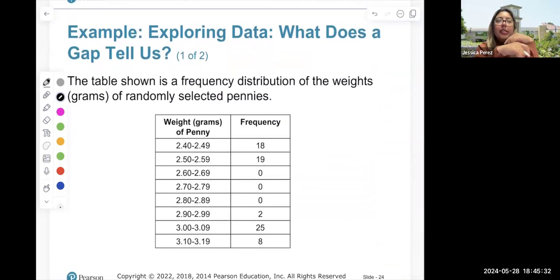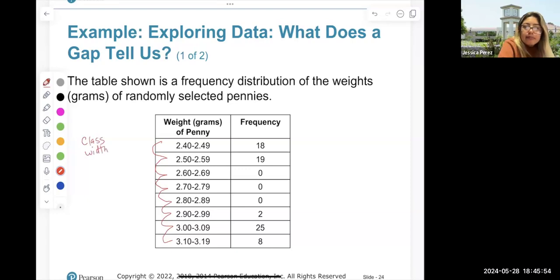Let's look over here. The table shown is a frequency distribution of the weights, in grams, of randomly selected pennies. Let's look at this. These are represented by gaps in weights. Look at this: what is the class width? Can somebody tell me what the class width is? What's the difference between 2.5 and 2.4? Isn't that 0.10? Yes, 0.10, this is the class width, okay?